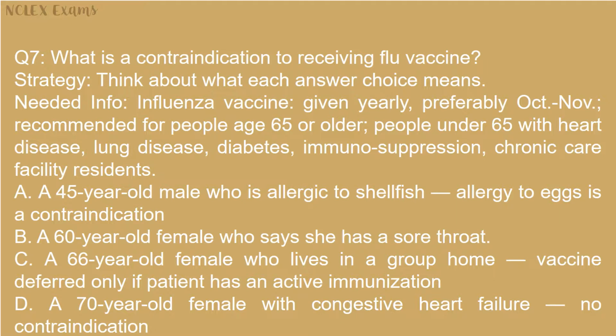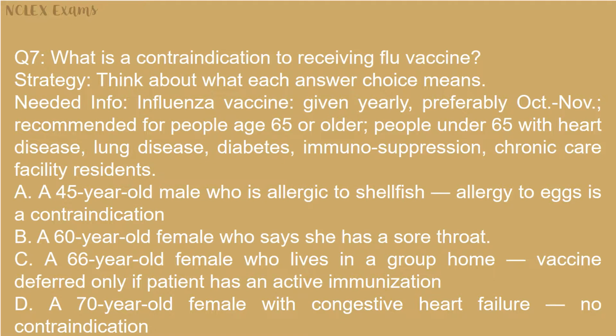Question 7. What is a contraindication to receiving flu vaccine? Strategy. Think about what each answer choice means. Needed info. Influenza vaccine, given yearly, preferably October to November, recommended for people age 65 or older, people under 65 with heart disease, lung disease, diabetes, immunosuppression, chronic care facility residents.